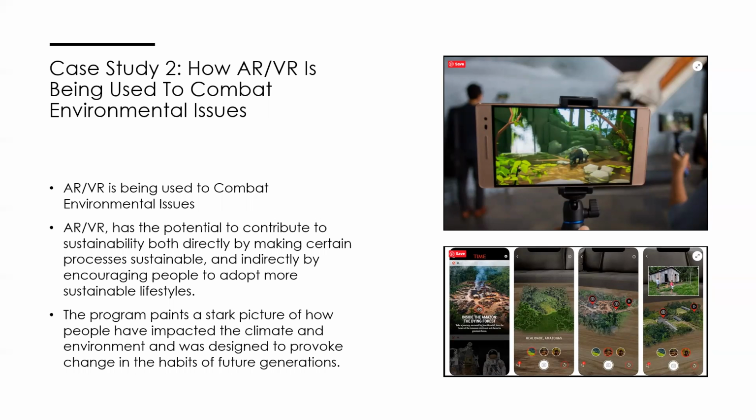First one is Into the Wild, which uses Lenovo Phab 2 Pro headphones, the world's first Tango-enabled smartphone. Second one is Time's Amazon Rainforest, which uses the existing Time mobile app, which is available on iOS and Android, to showcase the impact of deforestation by using augmented reality. And the last and third one is how the world's most polluted air compares with your city. Here, an AR mobile experience helps readers visualize the microscopic pollution particles as virtual particles in the air. The program paints a stark picture of how people have impacted the climate and the environment and was designed to provoke change in the habits of future generations.